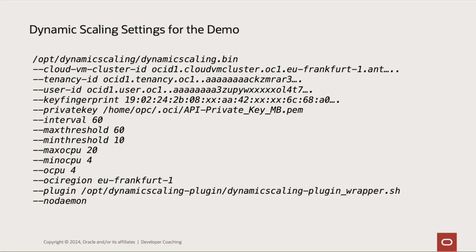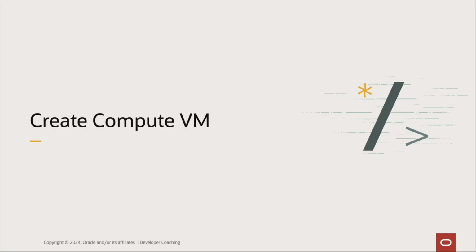Now I'm going to pass over to my colleague Sneha, who's going to show you how to create an OCI VM, install the dynamic scaling engine and plugin, and configure it. Thank you, Rob. We will now create a compute VM to avoid doing any configuration on the Exadata cluster nodes.